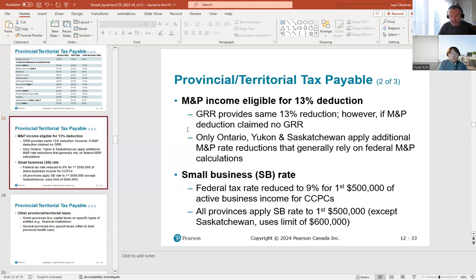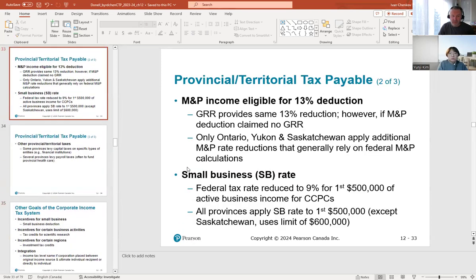Small business, now the provincial territorial tax payables, we're going to have here the manufacturing and processing income eligible, which is for 30% deduction. General rate reduction provides the same 30% reduction. However, if you claim the manufacturing and processing deduction, there will be no general rate reduction. Only Ontario, Yukon, and Saskatchewan apply additional manufacturing and processing rate reduction that generally rely on the federal calculation.